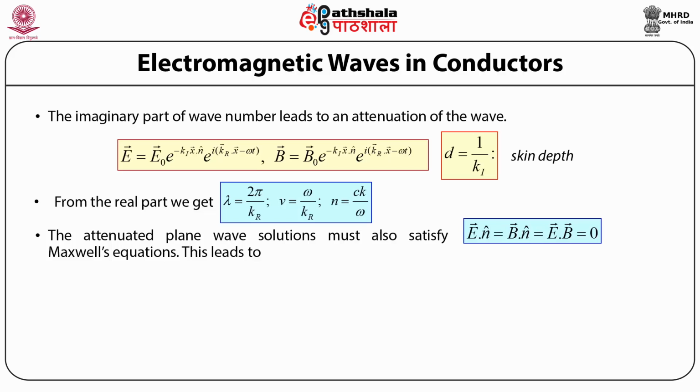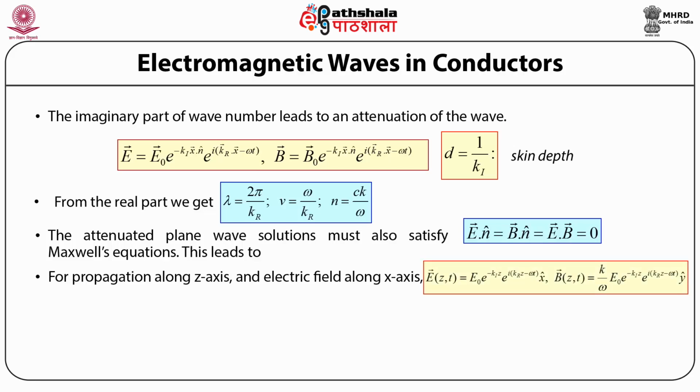So substituting the solution into Maxwell's equations, we find, as expected, that the waves are transverse, and the electric and magnetic fields are transverse to each other, the same as the result obtained for waves in a non-dissipative medium. So E dot n cap equals B dot n cap equals E dot B equals 0. If we take the direction of propagation to be the z-axis and the electric field along the x-axis, then the magnetic field is along the y-axis.